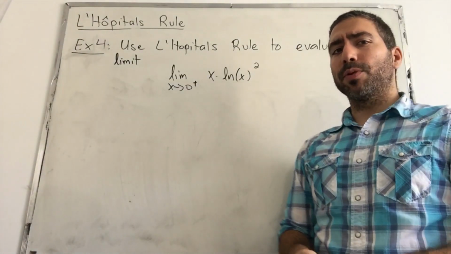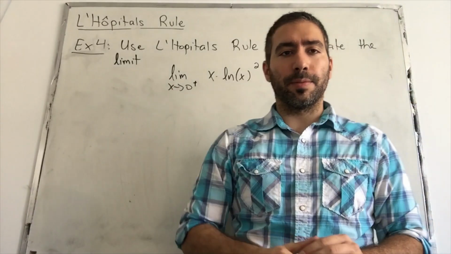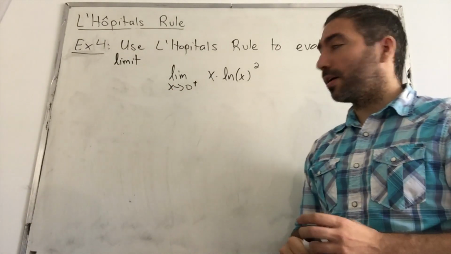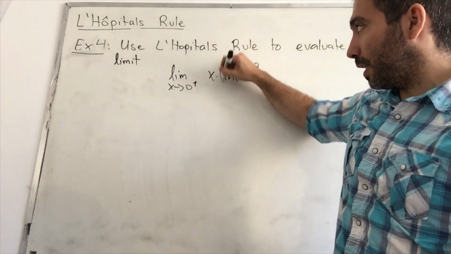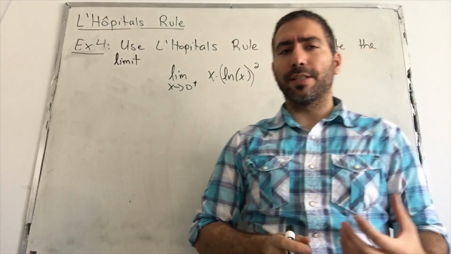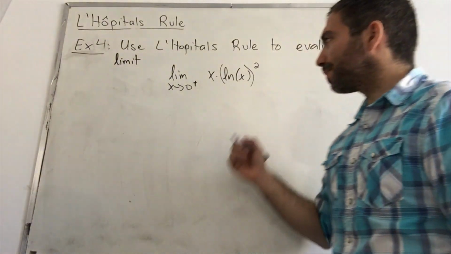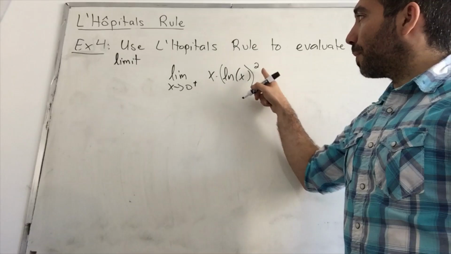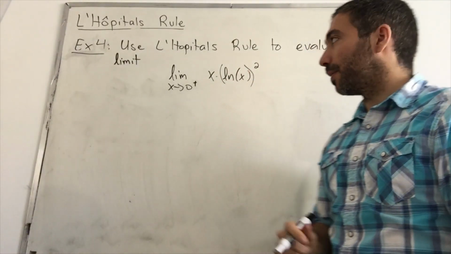Okay. So example number 4 here, we have to again use L'Hopital's rule to evaluate the limit. The limit that's given is limit as x tends to 0 from the positive side of x times ln of x squared. So the square is hitting all of the ln of x. This is very similar to an earlier problem that we saw. So again, pause the video to see if you get it on your own. The other thing I just want to mention is the square is not in the exponent of the x, so you can't drop it down in front, okay?